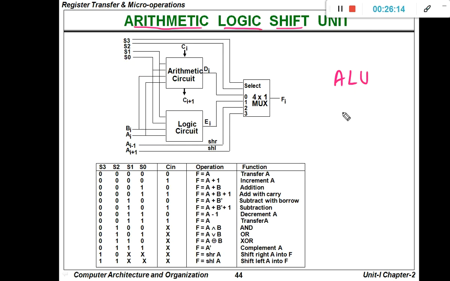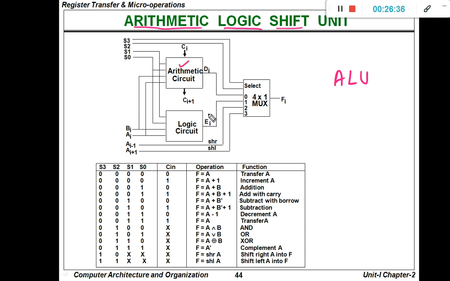Even though in the previous classes we discussed the arithmetic operations as well as the logical operations separately, inside of the computer system there will be a single circuit which is going to perform both the arithmetic operations as well as the logical operations. The basic overview of that particular circuit will be like this.